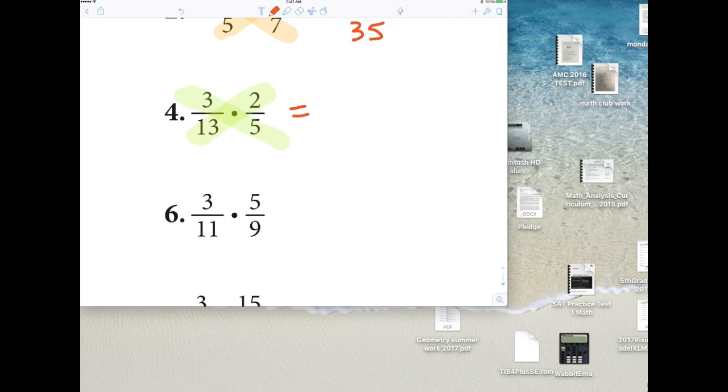A positive times a positive is still a what? All right? So now we're going to multiply straight across. 3 times 2, 6. Practicing our mental math. 5 times 10, 50. 5 times 3, total of 65. 6 out of 65. How do you do number 2?